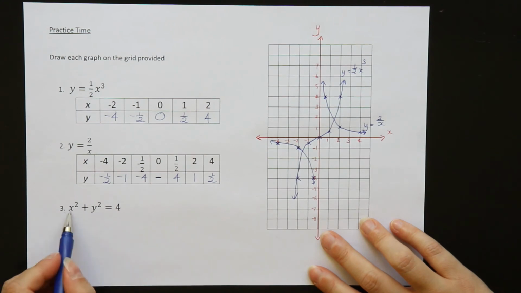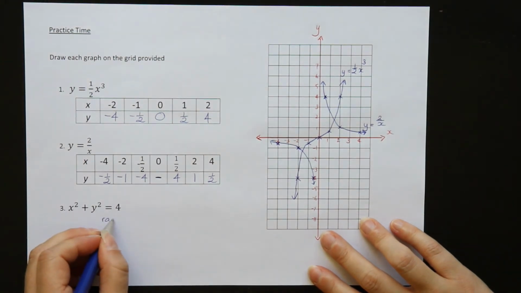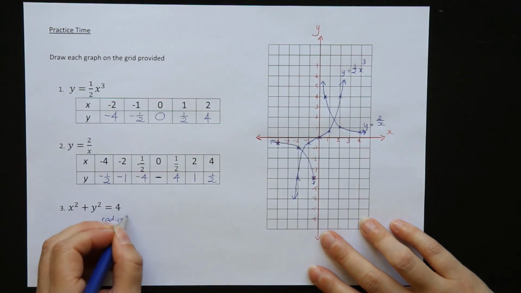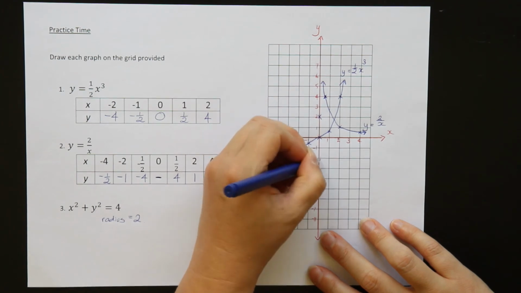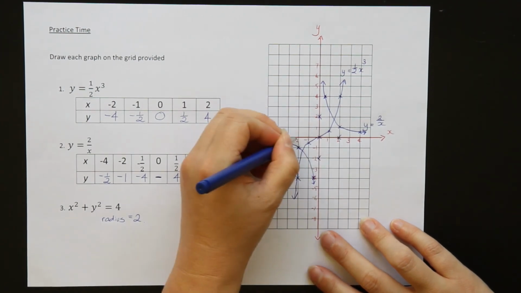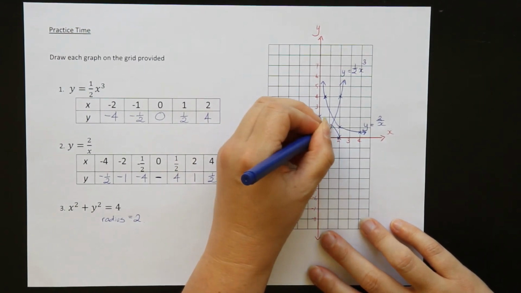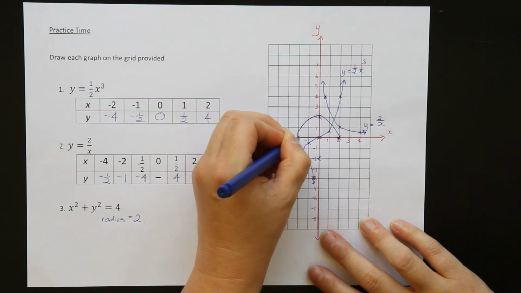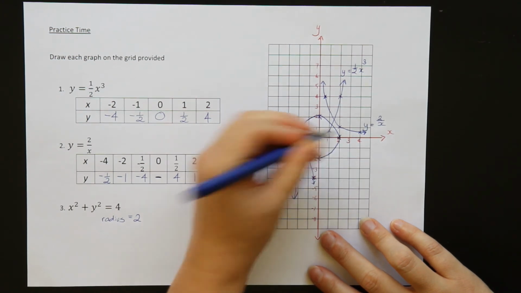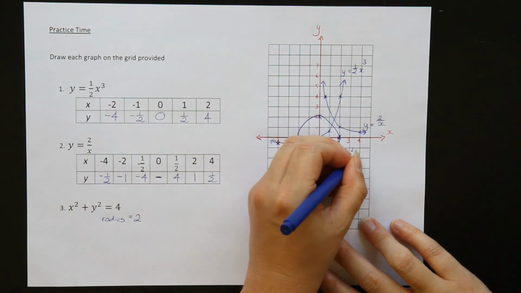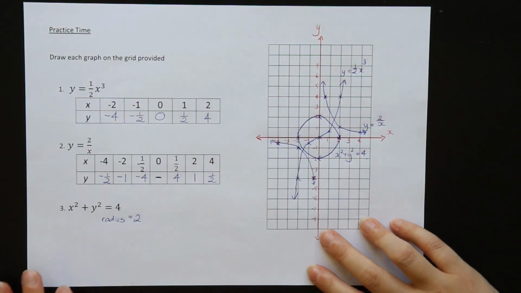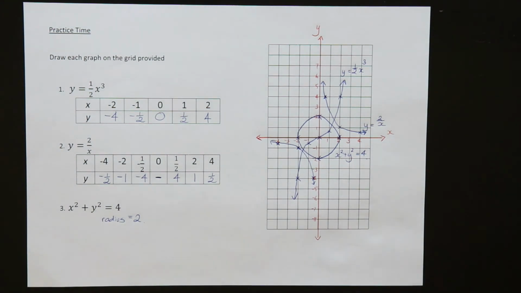And our third graph, x squared plus y squared equals 4, is a circle. Radius is square root of 4, which is 2. So from the center, we go up 2, down 2, right and left 2, and join them all up. And there it is. X squared plus y squared equals 4. That's the end of our lesson on non-linear graphs.